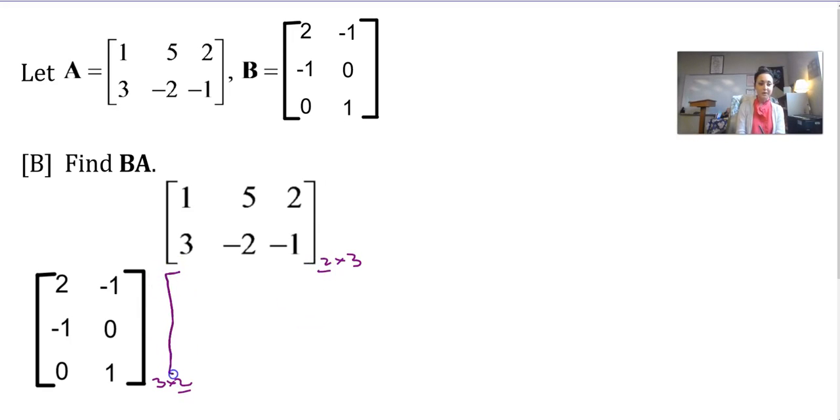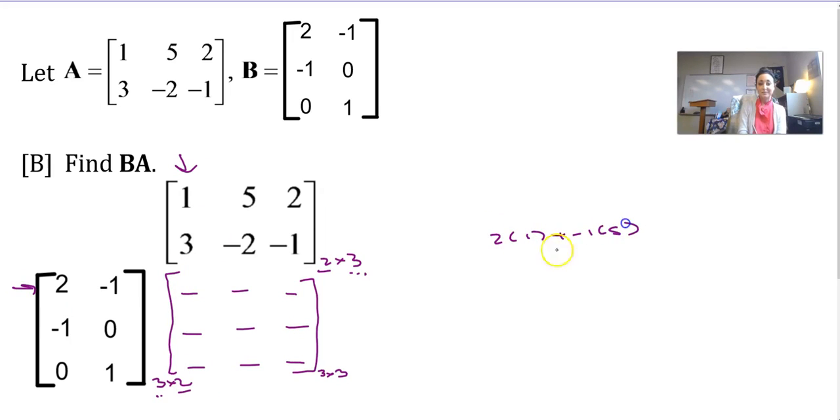Now, what will the order of my new matrix be? Can you tell? It is going to be a 3 by 3. So I'm going to have 1, 2, 3, 4, 5, 6, 7, 8, 9 elements. So, for example, to get this very first element, I'm going to take first row here times first column here, so 2 times 1 plus -1 times 5. That would give me a -3 here.